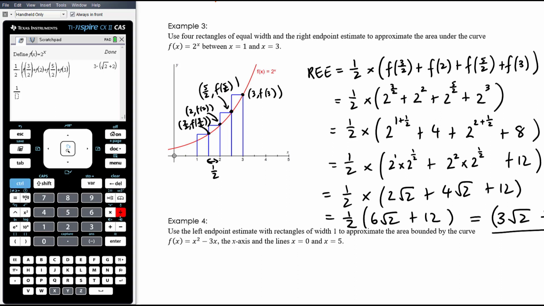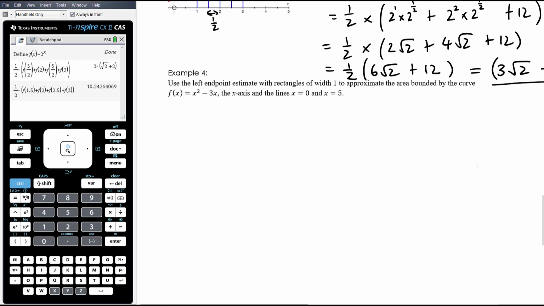Just to note, if you had typed in half times, so if instead of thinking about these as being 3 on 2 and 5 on 2, if you had instead typed in f of 1.5 plus f at 2, and I know it's quicker to enter that in, so that might be tempting, f at 2.5 plus f at 3. The minute you enter decimals into the calculation, your CAS thinks, oh right, they're happy to work in decimals, I'll give them the answer in decimals. So it'll give me an approximate answer. So if you want an exact answer, you have to use fractions when you type in your expression.